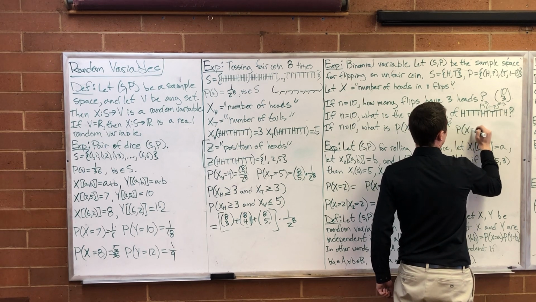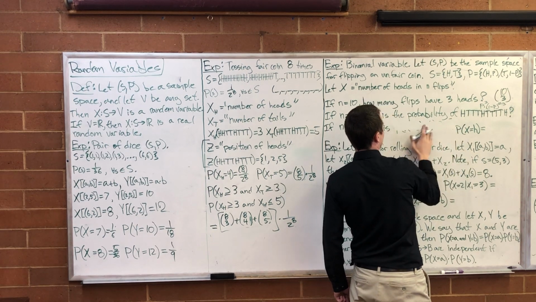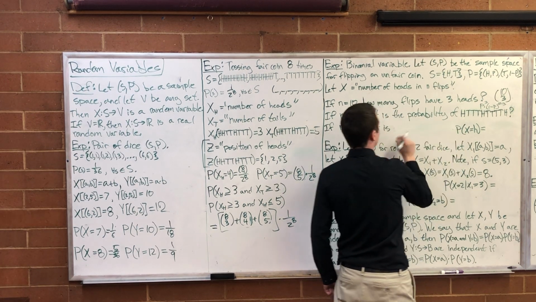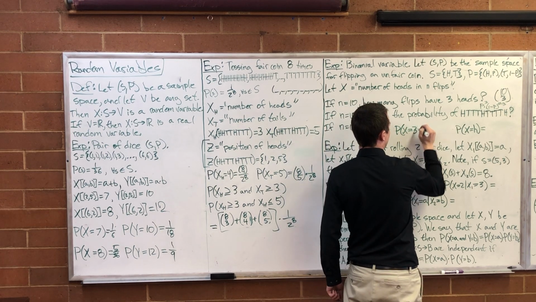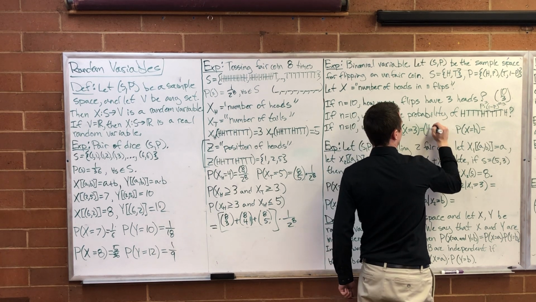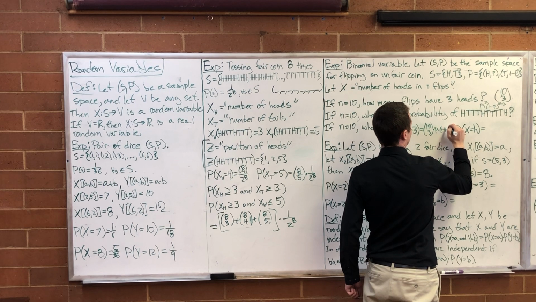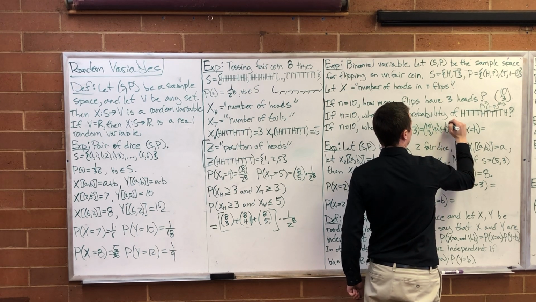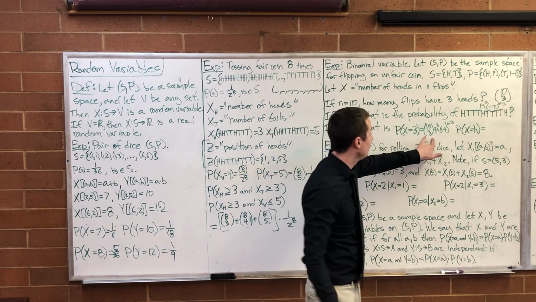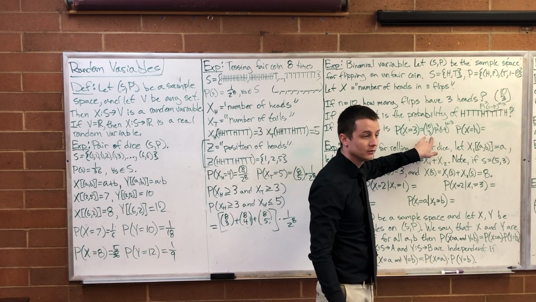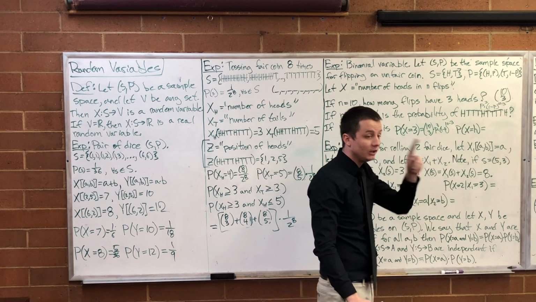Let me rewrite this. Why did I use up all my vertical space? So that was the probability that x is equal to 3, which is 10 choose 3 times p times 1 minus p. This was to the 3, and this was to the 10 minus 3. Okay, so this is how many flips have exactly 3 heads, right? Mm-hmm. And this is the probability of getting one of those flips.